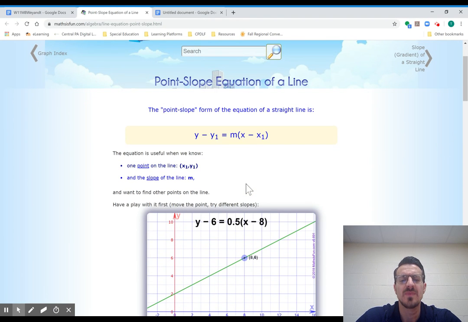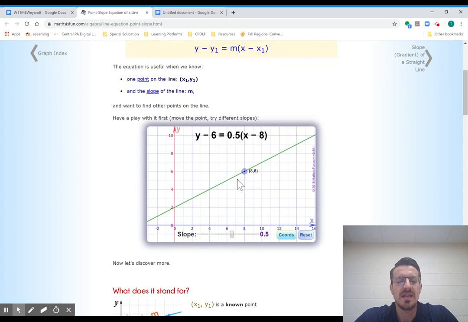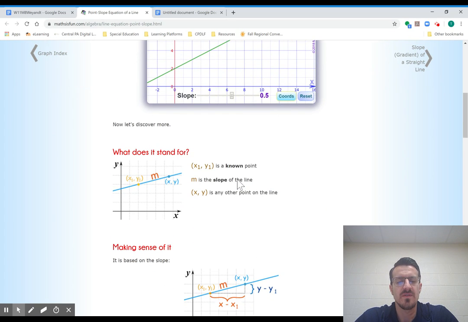As you notice, the equation at the top is y minus y1 equals m times x minus x1. So what do these things stand for? Well, the x1 and y1 is just a point on the line. We looked at equations last week. We looked at the line on the graph. If we can find a random point, that becomes x1 and y1.